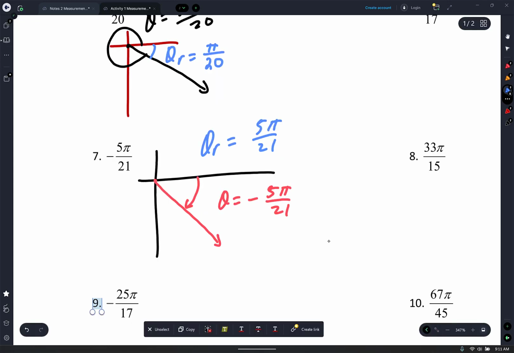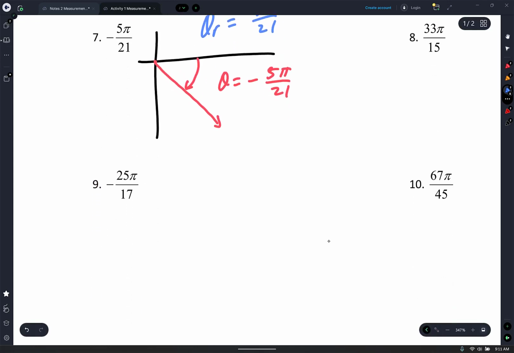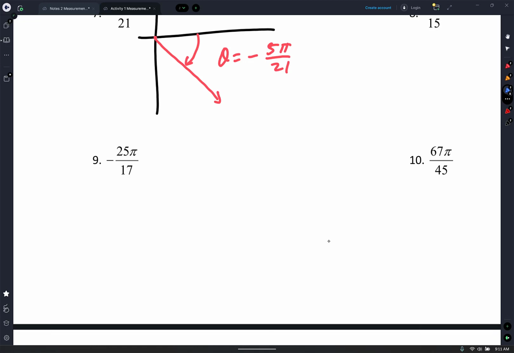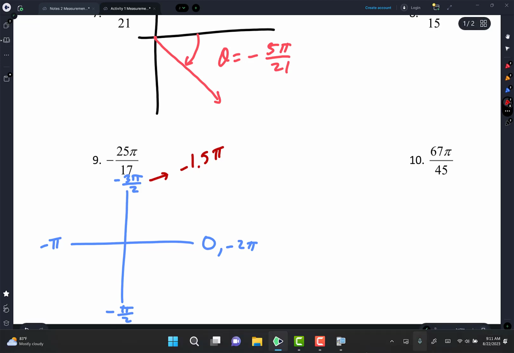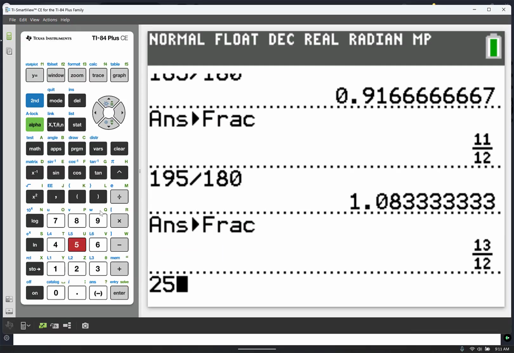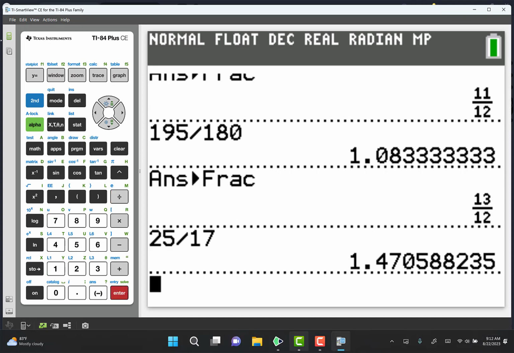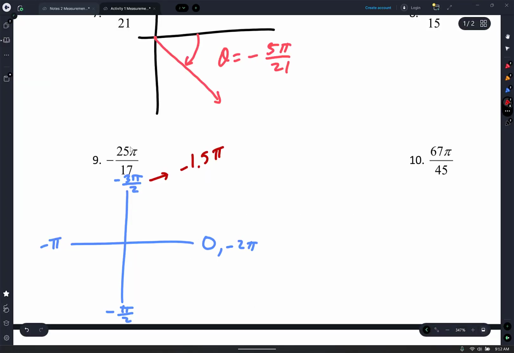Now this one is really close. Negative 25 pi over 17. Okay, so I'm going to do a grid. 0 radians, negative pi over 2, negative pi, negative 3 pi over 2, and negative 2 pi if you do a whole revolution. In case you're wondering, that negative 3 pi over 2 is the same thing as negative 1.5 pi. I'm going to take my calculator. I'm going to do 25 divided by 17. Notice that you get 1.47. So you have negative 1.47 pi.